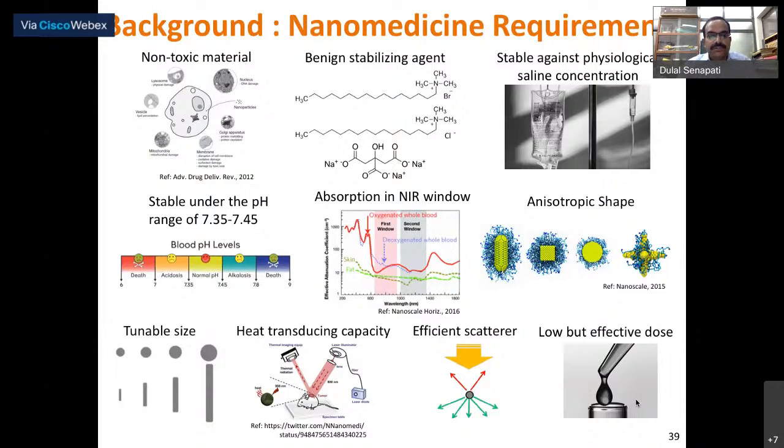The blood pH is 7.35 to 7.45, so it's on average about 7.4. Whatever nanomaterials we are trying to synthesize, they have to be stable in this pH range.